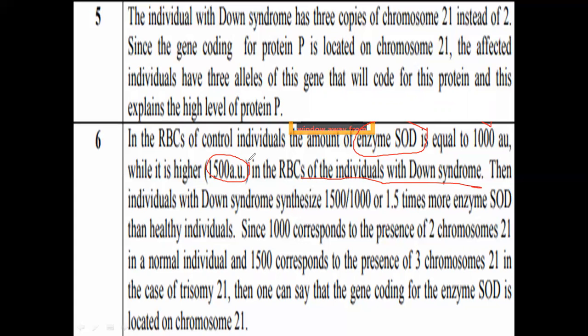So the individual with Down syndrome synthesizes 1.5 times more SOD enzyme than the healthy individuals. Since 1000 corresponds to the presence of two chromosomes 21 in normal, and 1500 corresponds to the presence of three chromosomes 21 in the case of trisomy or Down syndrome, we can say that the gene coding for the SOD is autosomal and it's found on chromosome pair number 21.